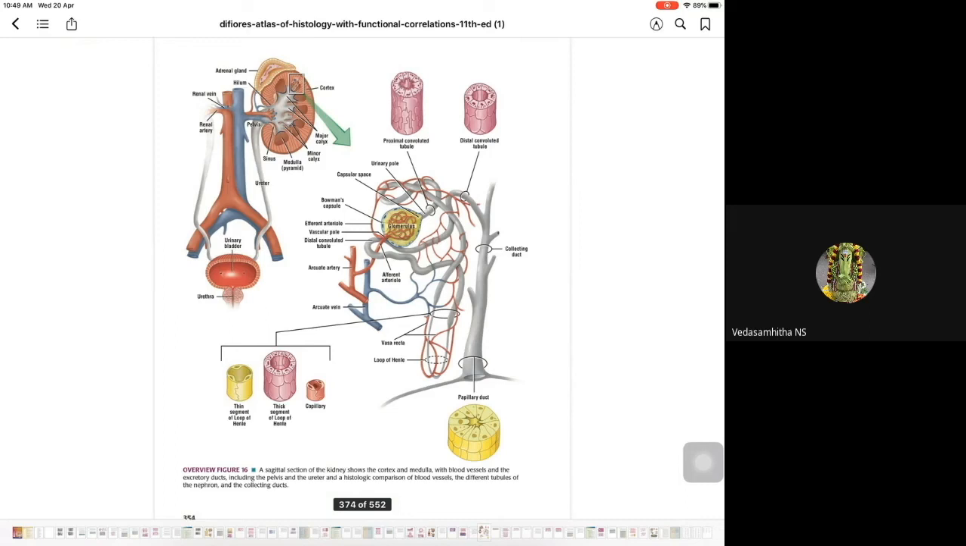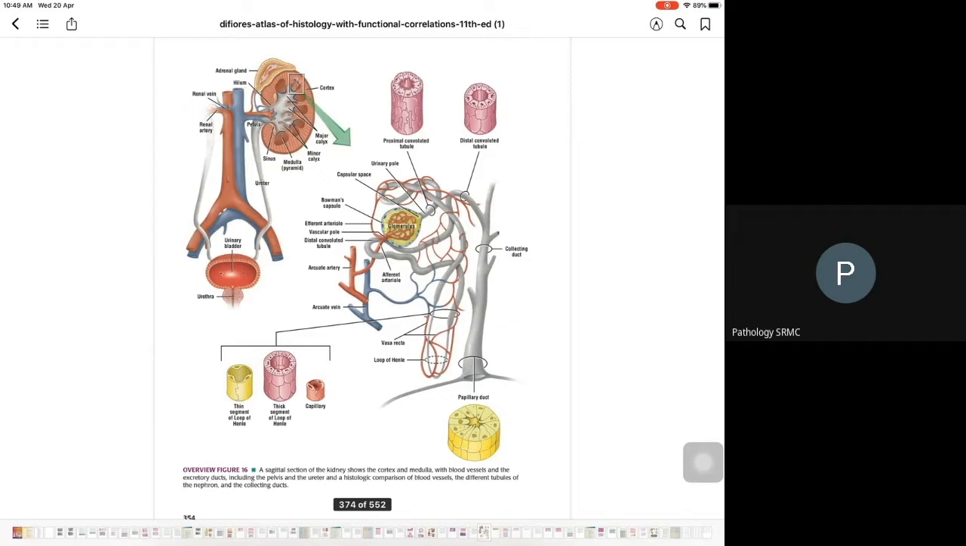Now we are going to the genitourinary system. A sagittal section of the kidney shows the cortex and medulla with blood vessels and the excretory ducts, including the pelvis and the ureter, and a histologic comparison of blood vessels, the different tubules of the nephron, and the collecting ducts. Top left, they have shown a gross image with the top adrenal gland, hilum, cortex, major calyx, minor calyx, medulla or the pyramid, sinus, pelvis, ureter, urinary bladder, urethra, and on the left side there is renal artery and renal veins.